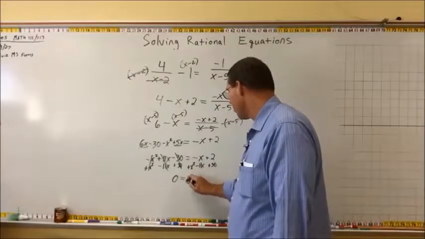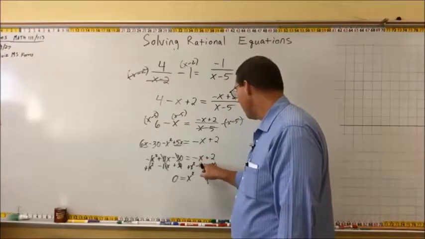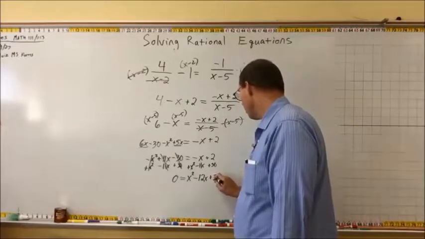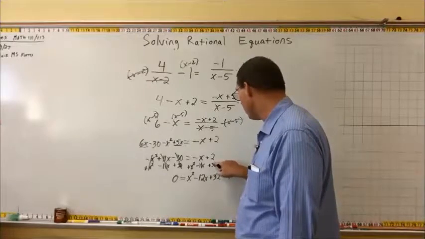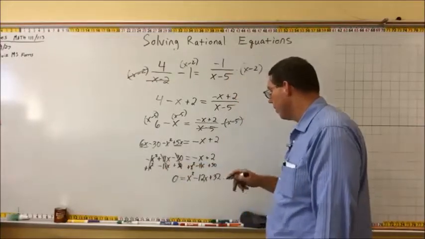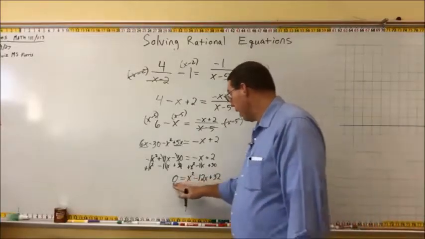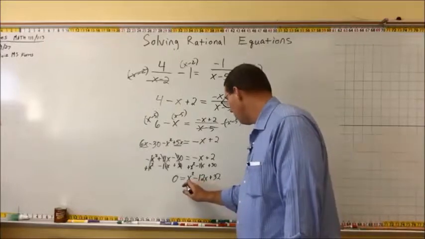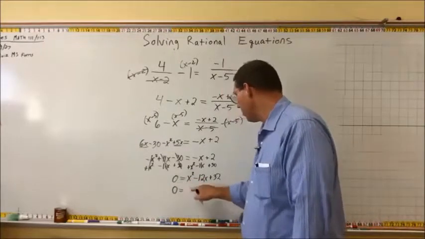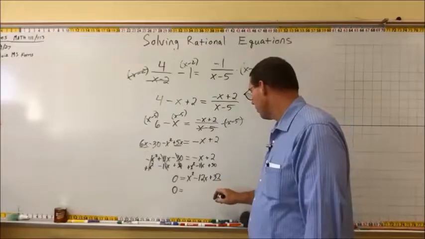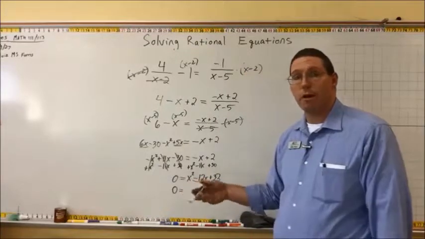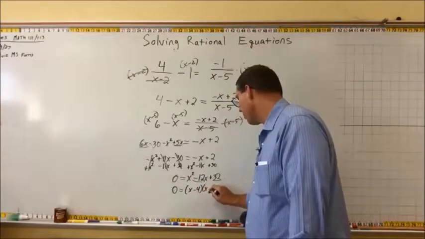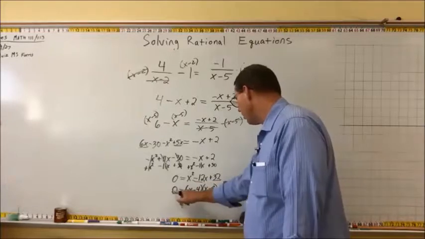And here I have x squared. Negative x minus 11x is negative 12x. 2 plus 30 is 32. This is not a 36. This is a 30. It's just the way that I wrote it. It looked wrong. Okay? So now we're going to, this is factorable. And so what I'm going to do is, I'm going to have 0 equals, two numbers that multiply to 32 but add up to negative 12 are negative 4 and negative 8. So this is going to become x minus 4 times x minus 8 is equal to 0.